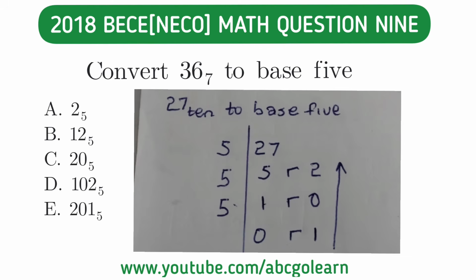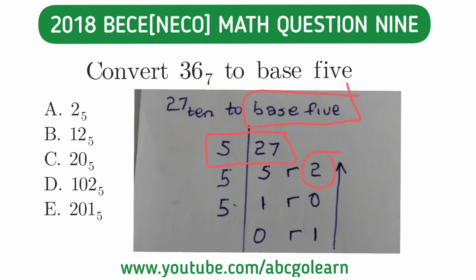After we solved this, the next thing is to convert this number in base 10 to the final base, which was base 5. So the next thing now is for us to divide it. If you want to convert anything from base 10 to any base, you will divide that number. So if you divide 27 by 5, you will get 5, and it will remain 2. So you write 2 here.